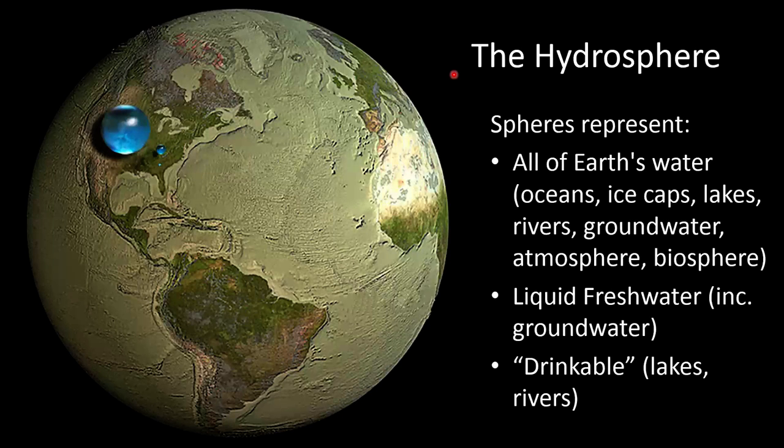Okay, so the hydrosphere. These little blobs here are all the water on Earth. That's how much it would be if we put it in a little ball. If we take all of the fresh liquid water, that would be this. This was the water in rivers, in lakes, and also in groundwater. The amount of water that is available to us to drink is this little dot here.